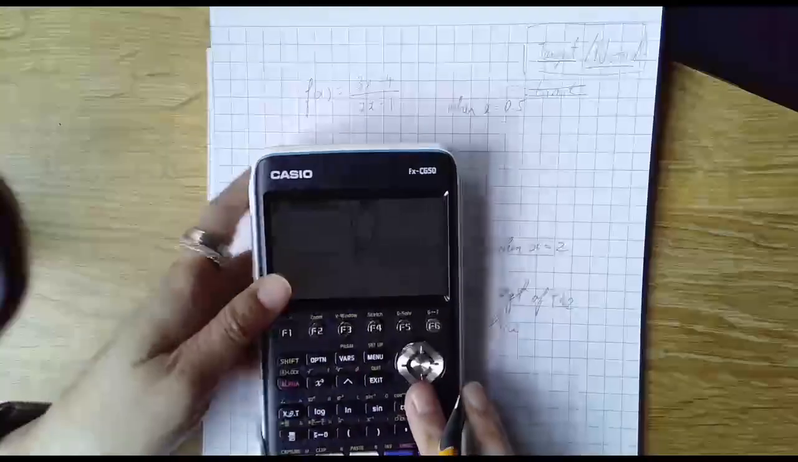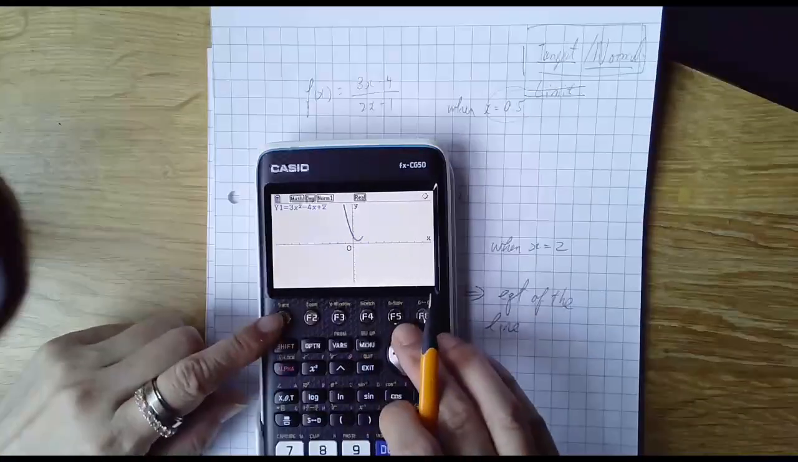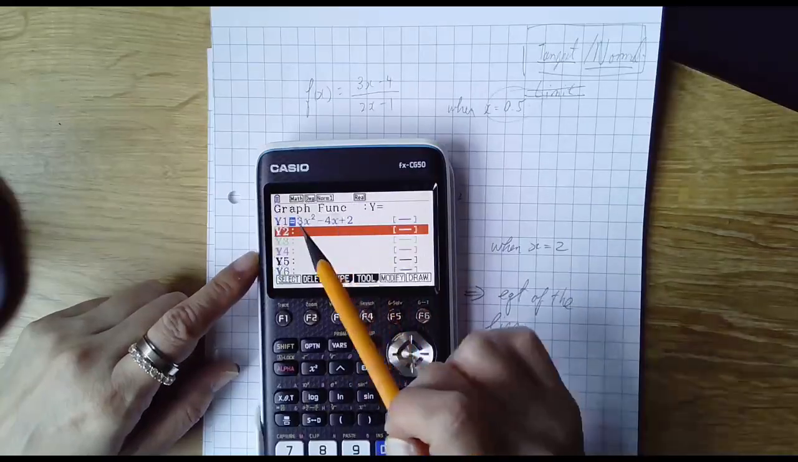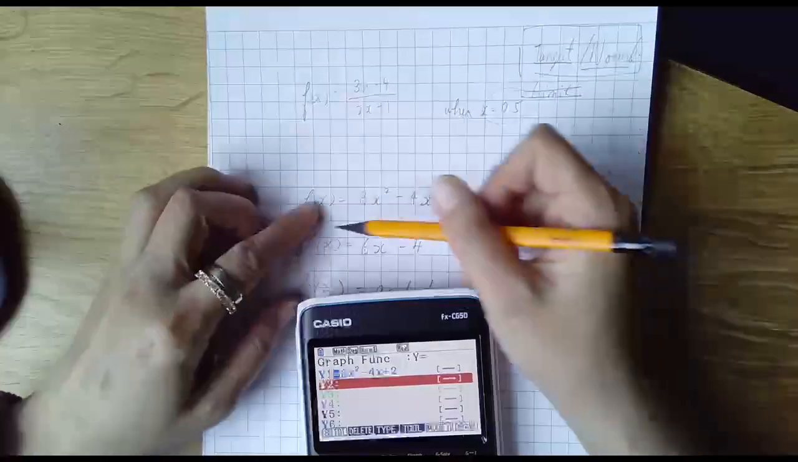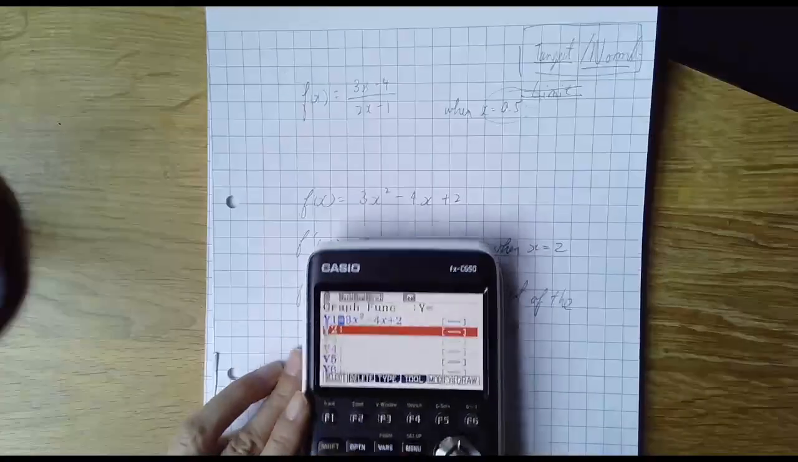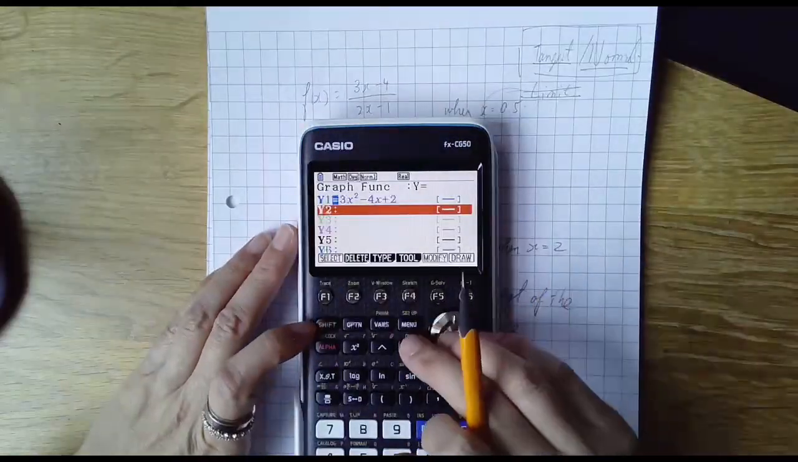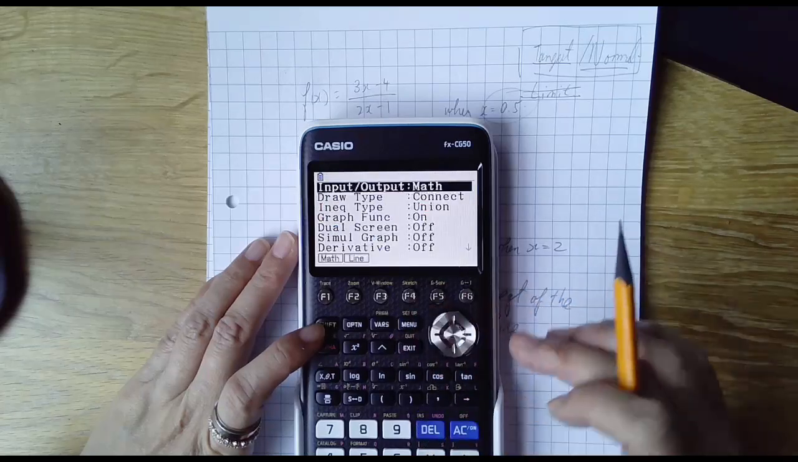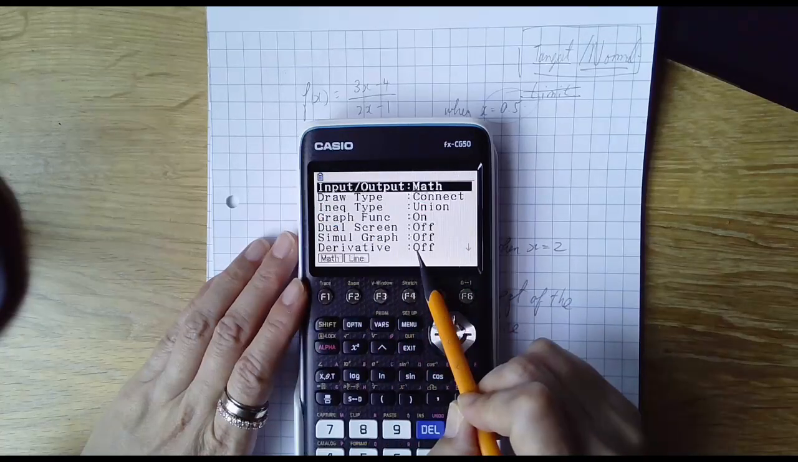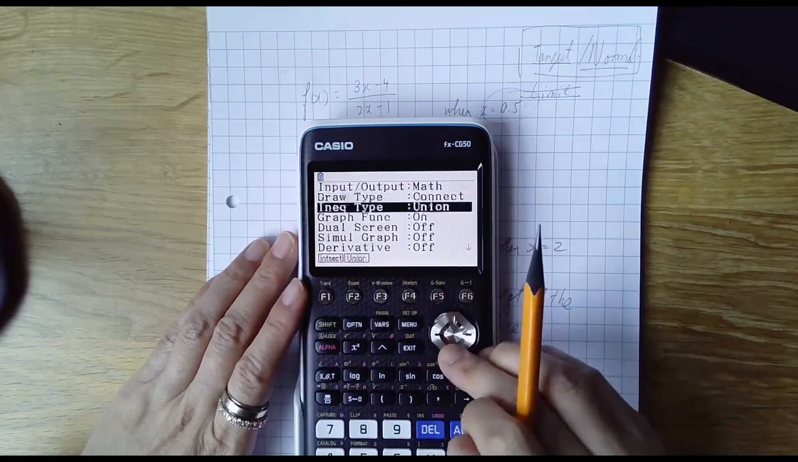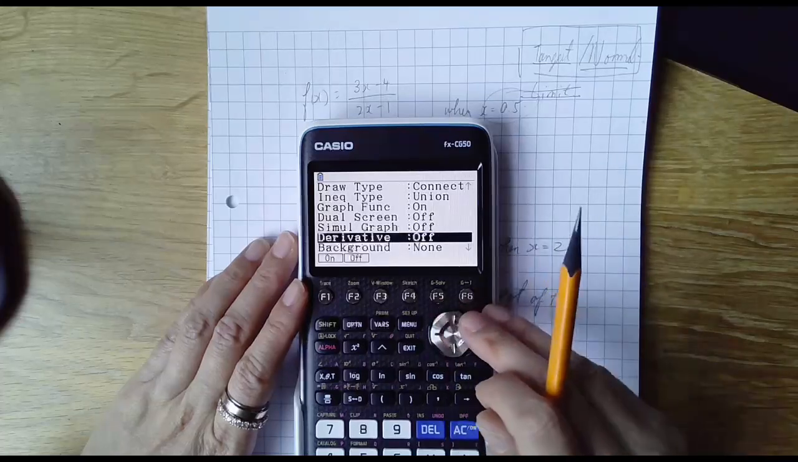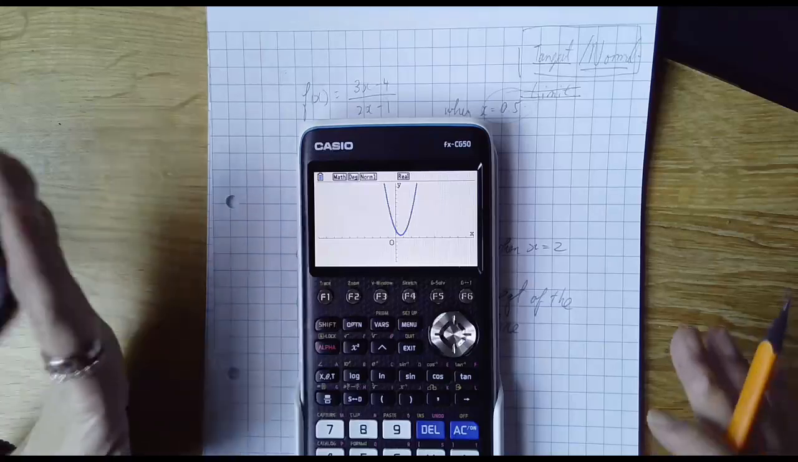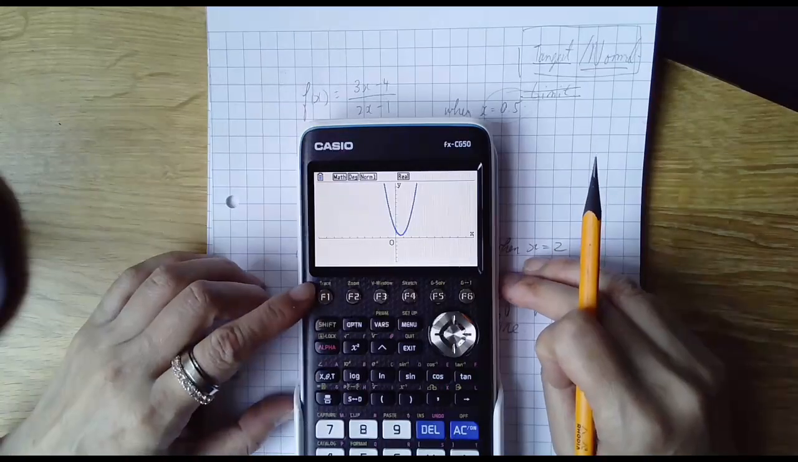To do this with our calculator, first of all, we have to key in the original f(x) equation. Then before you do anything, make sure you go to setup, which is shift menu. Make sure the derivative is on. Now it's off, so we need to turn it back on. Otherwise, there's nothing to be seen. Looks like nothing happened, so we go to sketch.